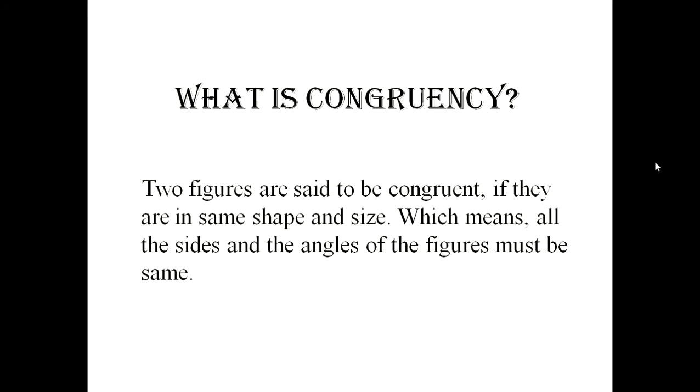So at first we will see what is congruency. If we have two figures which are of the same shape and same size, these two figures can be said to be congruent. Congruency means, in mathematical terms, that all the sides of the first figure should be correspondingly equal to the sides of the second figure, and also all the angles of the first figure should be correspondingly equal to the angles of the second figure. So we will see how.